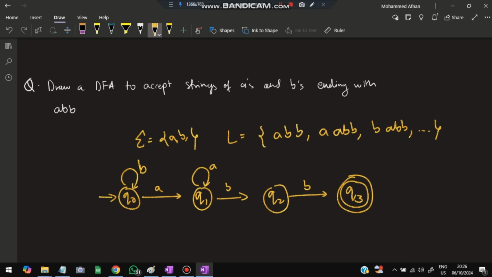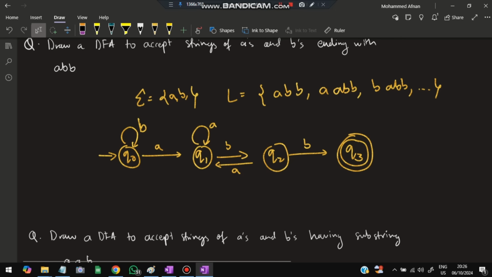Now here, B is defined, but A is not defined. What if I come at this point and then another A comes? If another A comes, can I take the self loop? If I take the self loop, it will accept B, A, B at the end. That should not be accepted. If I take this and make A go here, what will happen? A will come here, then B, B. It will be ending with A, B, B. You get the point, right? At this point, if A comes, A will be going here, then B, B will be ending. It will be ending with ABB. So A and B is defined for this one. For here, now observe carefully.